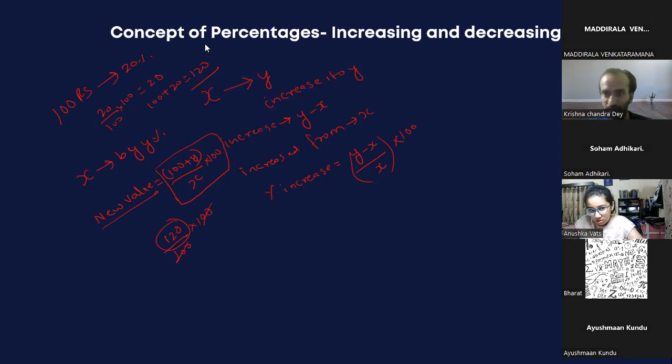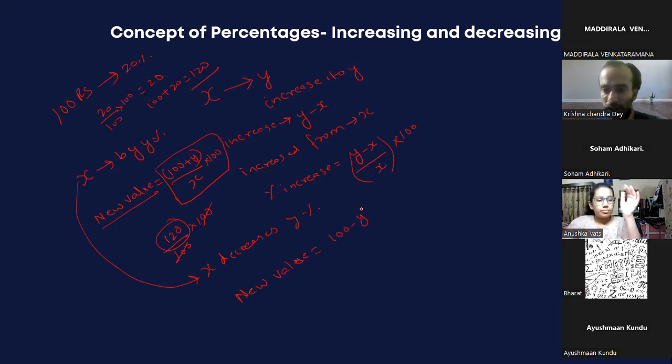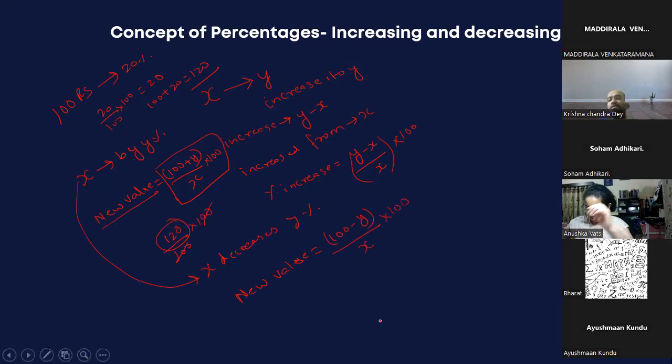Similarly, if it is decreasing, suppose the value of x decreases by y%, then what will be the new value? The new value will be nothing but 100 minus y, because it is decreasing, by x into 100, right? This is the decreased value. This will always be the decreased value.